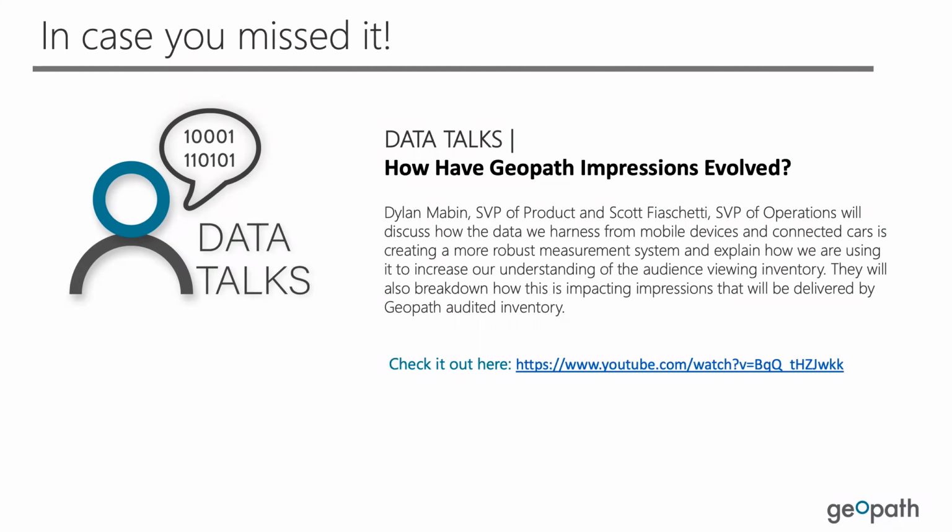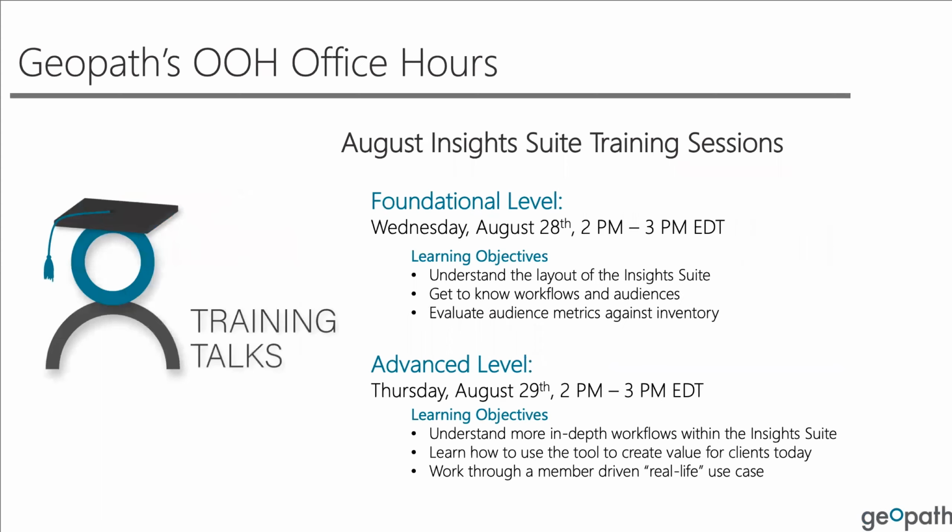If you didn't check this out yet, in the middle of June, Dylan and I did a session on how Geopath impressions have evolved. We talked through how the data we're pulling in is allowing us to understand better than ever the audience who's viewing the inventory. You saw some examples of that today, some of the maps we presented, but we also got more granular in how this data is impacting the impressions that we'll be delivering, that they're evolving and changing somewhat, and what the factors impacting that are.